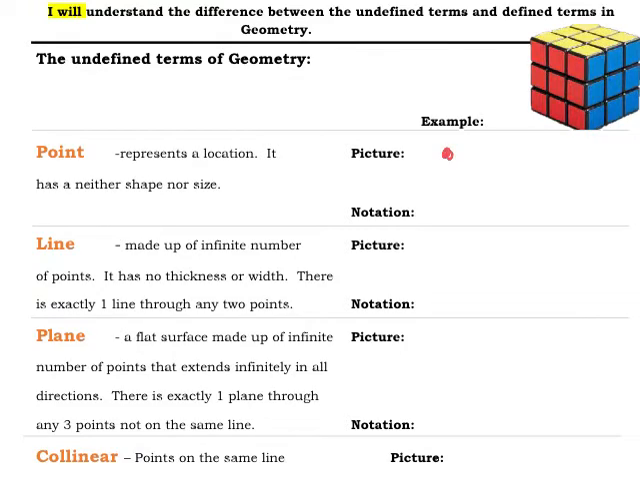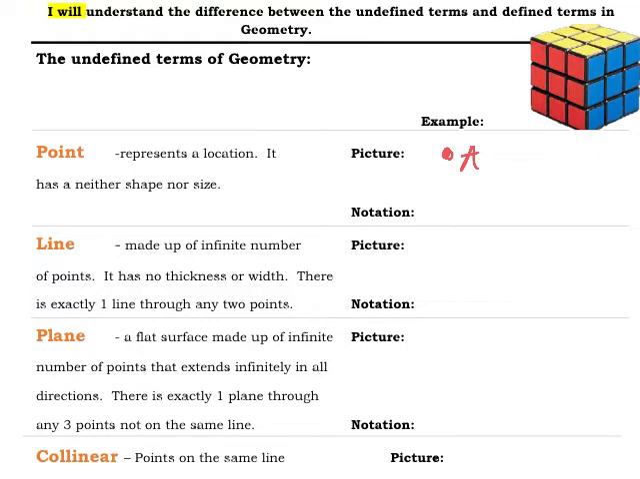So in algebra, we drew our points and we labeled them, right? Label point A, label point B, and you just drew a dot and you wrote the letter. But a point can be anything, right? It could be the tip of your pencil. It could be the tip of a clothespin. It could be anything, but it just identifies a location. That's all it does, okay?